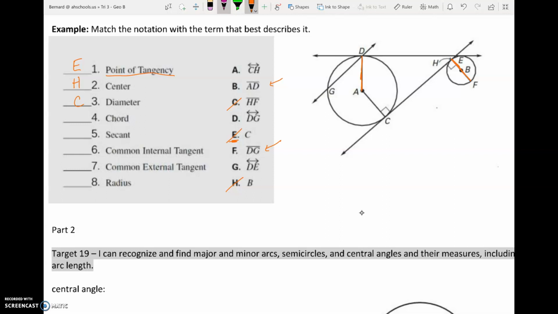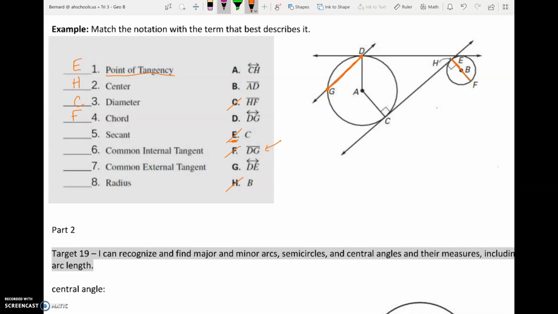AD. Now, remember, a chord has to have 2 endpoints on the edge of the circle. A is not on the edge. It's in the middle. So it can't be AD. So let's look then at DG. So here's D to G. And if we don't put the arrows, it just starts and stops at DG. And that's exactly what a chord is. So write letter F here. No arrows, it just starts and stops on the edges of the circle. And so that's a chord.